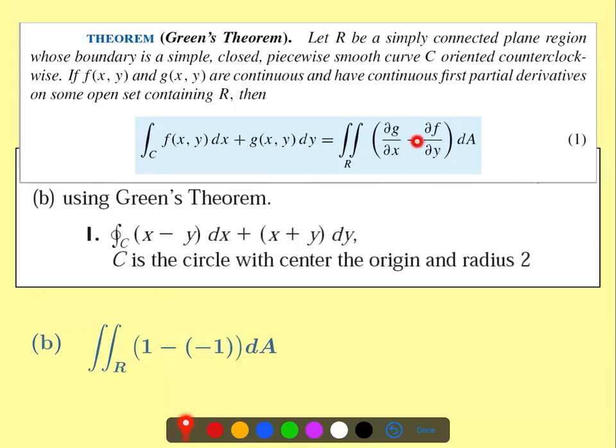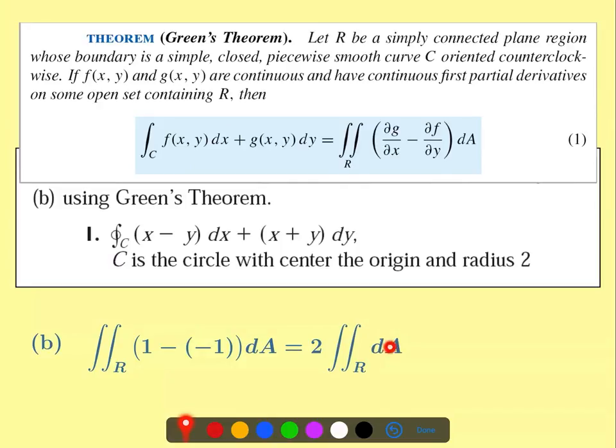Then we want to subtract. We take the other function that's in front of the dx here, this one, and take the derivative with respect to y. So we take the derivative with respect to y and get minus 1. So I have the derivative of the function in front of the dy with respect to x is 1. And subtracting the derivative of the function in front of the dx with respect to y, that's the minus 1. So this is just going to be 2. 1 minus the negative 1.